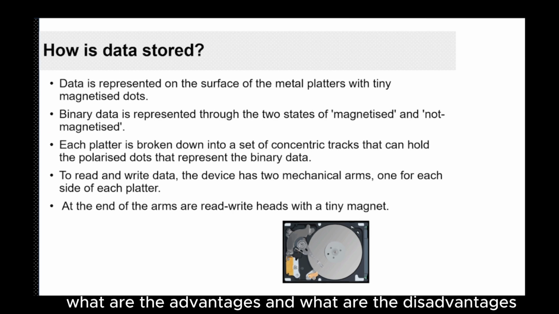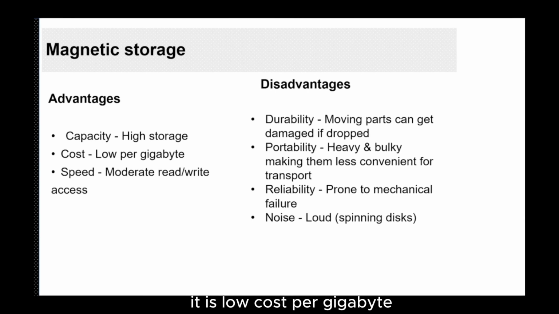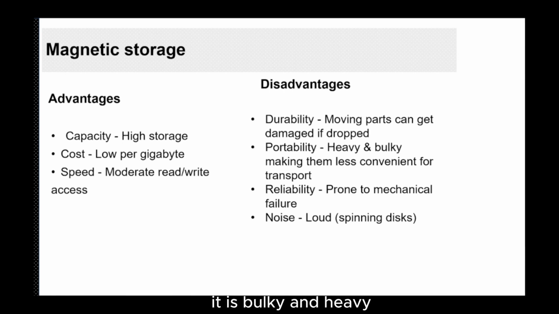What are the advantages and what are the disadvantages? The advantages are that it has high capacity. It is low cost per gigabyte. Its speed is moderate. Disadvantages: because it has moving parts, it can be damaged if dropped. It is bulky and heavy. It is not that reliable because it is prone to mechanical failure, and it can make noise like a spinning disk.